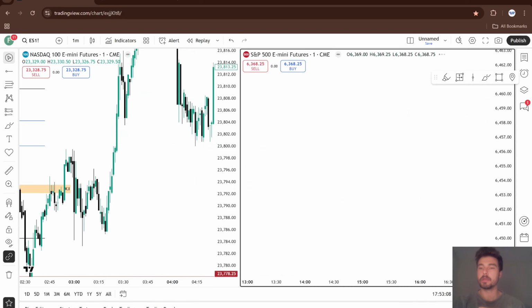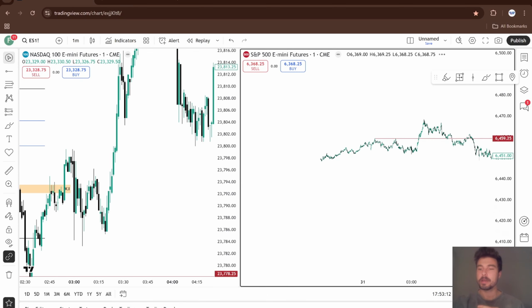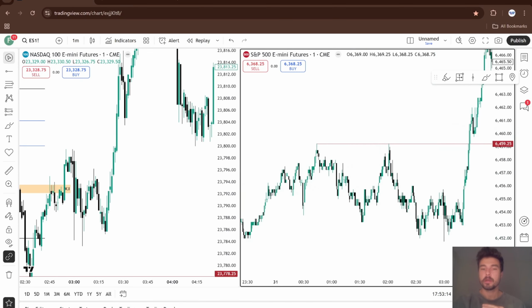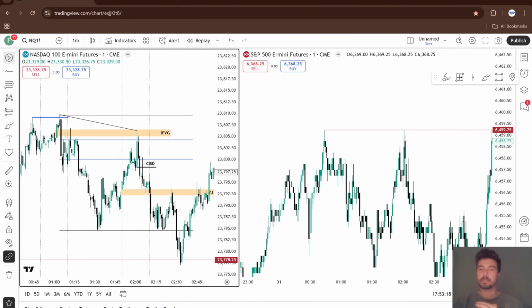If we go over to the ES chart and just go back to the London session, obviously a massive drop off yesterday, but have a look at this, right? Now, a lot of people don't consider this SMT. I do. So what you can see is that the ES chart had equal highs. The NASDAQ had lower highs. I personally still consider this SMT divergence.